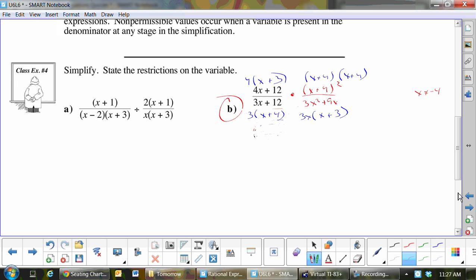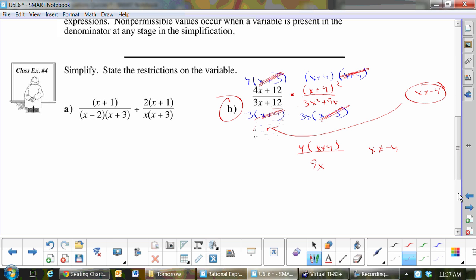Okay? At this point, we're just trying to get rid of stuff, right? We got an x plus 4 down here, x plus 4 over there. We got an x plus 3 there, we got an x plus 3 there. Okay, so now we have 4 bracket x plus 4 all over 3 times 3x, which is 9x. Okay, we've already said x cannot equal negative 4 from the original.